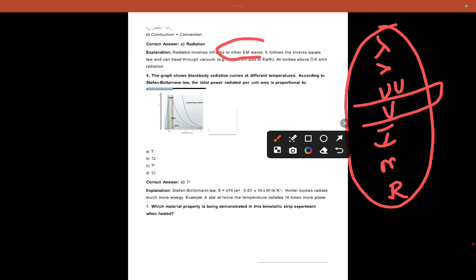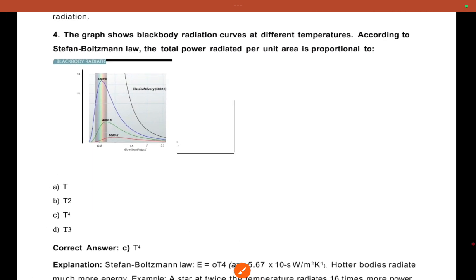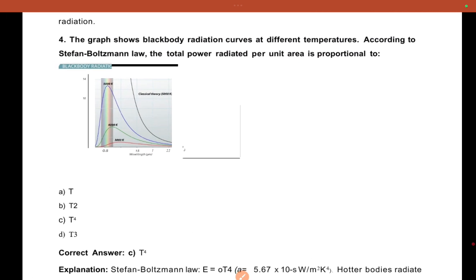Okay, next one, the fourth. A graph shows the black body radiation curve at different temperatures. According to the Stefan-Boltzmann law, the total power radiated per unit area is proportional to what? Some figures are missing here. This is about wavelength versus temperature.